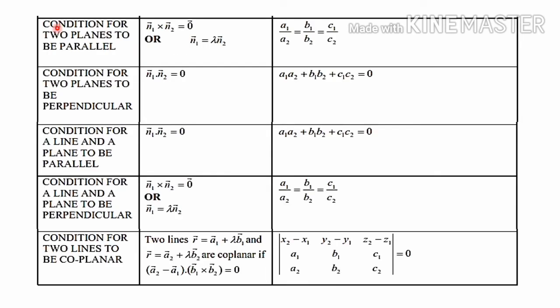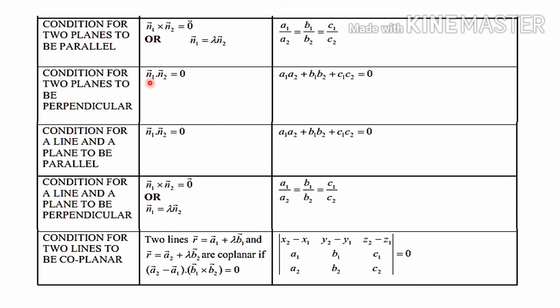Next, condition for two planes to be parallel. When it is in vector form, vector n1 cross vector n2 is equal to 0 vector, or vector n1 is equal to lambda into vector n2. If it is in Cartesian form, a1 by a2 is equal to b1 by b2 is equal to c1 by c2.